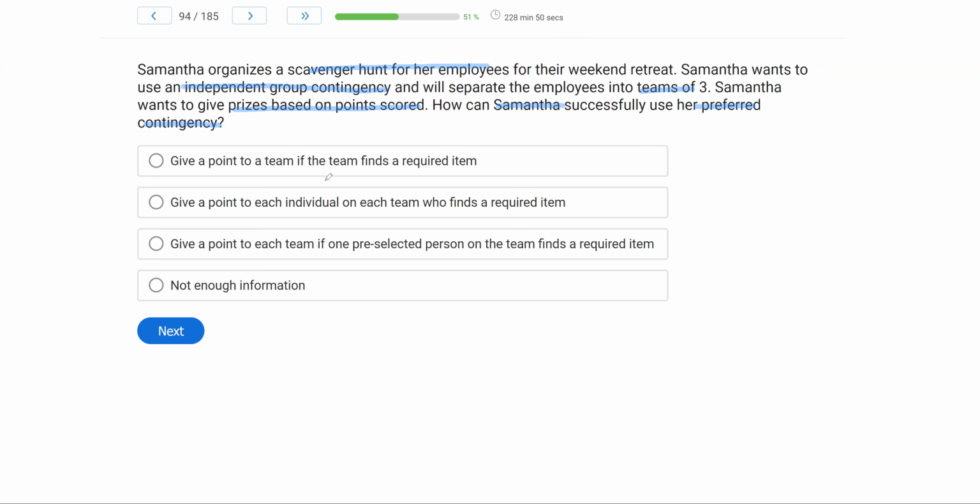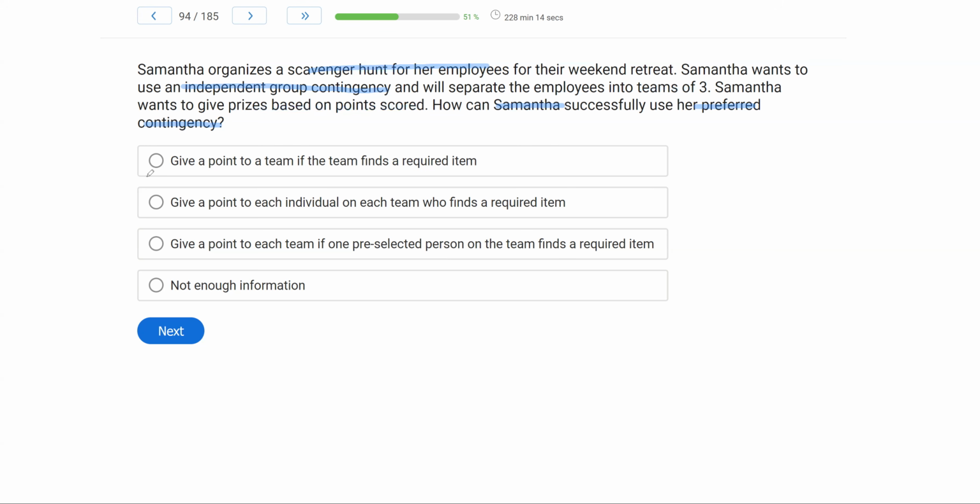Or if we're giving a point to the whole team, right, for finding a required item, that's more of an interdependent contingency. Everybody's reliant on everybody else. What about B? Give a point to each individual on the team who finds a required item. Yes, right? We are looking at the individual, not the team, when an independent group contingency is in play. C, give a point to each team if one pre-selected person on the team finds a required item. This sounds like the hero contingency or the dependent group contingency, where the team is reliant on one person or a small group of people.